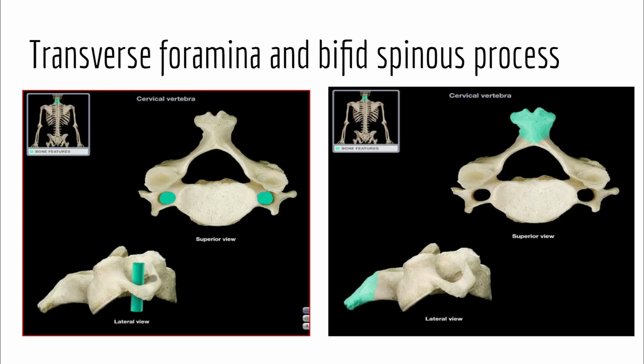Next is the bifid spinous process, which is a spinous process that splits into two distal parts of the bone, and it's a unique feature that is found in the cervical vertebrae.